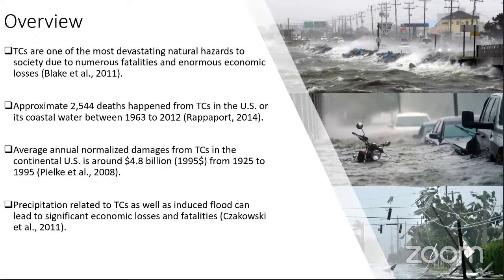TCs can pose devastating threats to society and the environment through three major aspects: storm surge, the upper photo; heavy precipitation, the middle one; and the intense wind, the bottom picture. Among all the hazards associated with TCs, precipitation related to the TC as well as induced flood can lead to significant economic losses and fatalities over broad regions adjacent to and away from the TC track.